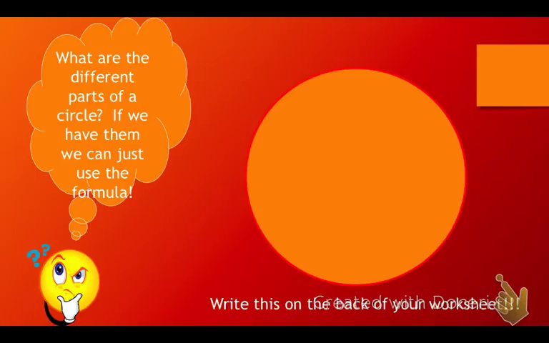So, what are the different parts of a circle? If we know them, we can use the formula. So, write this on the back of your worksheet. First of all, we have the circle. We have the diameter. That is the full length of a circle. It goes from one side to the other. It is how long a circle is. Half of that is the radius.